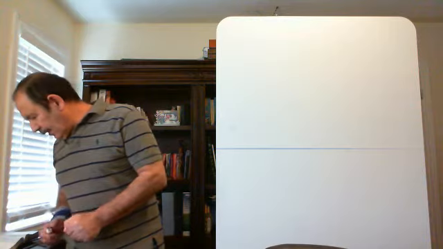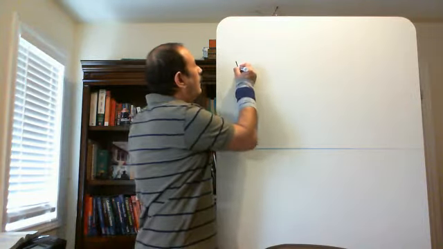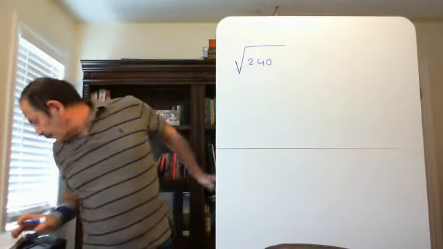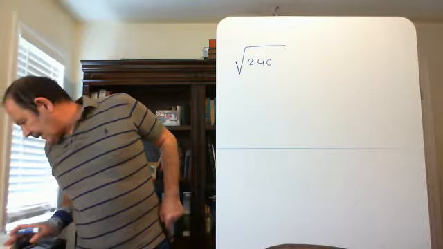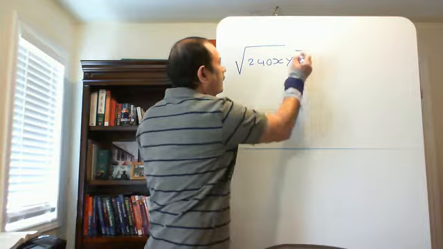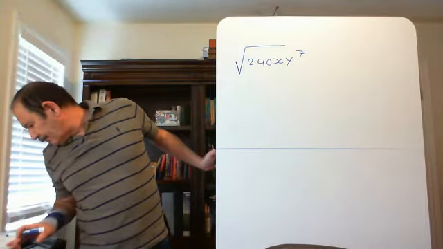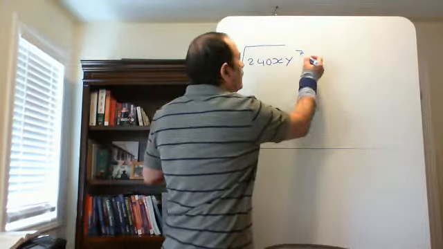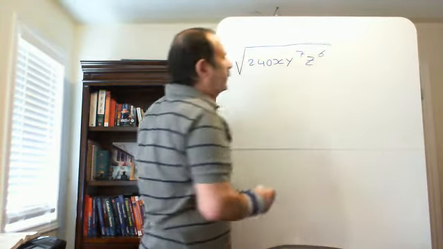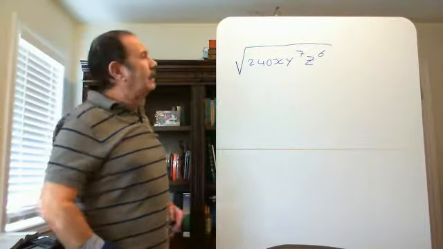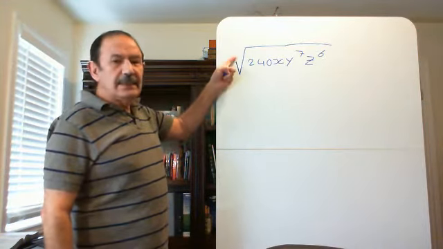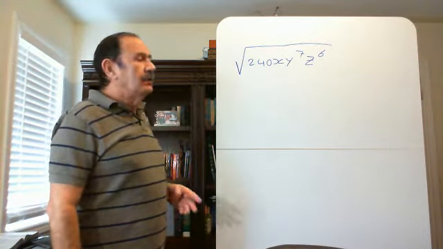I want to simplify this radical: 240 x y to the power of 7 z to the power of 6. Remember that we have to continue the line of the radical, so that everything is under the radical. I want to simplify this radical. The index is blank, so it means the index is 2.